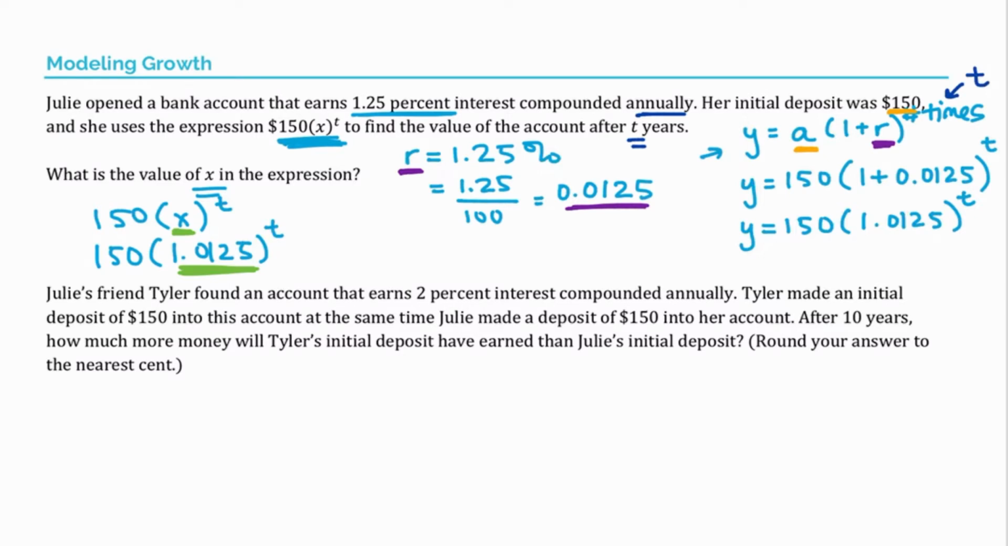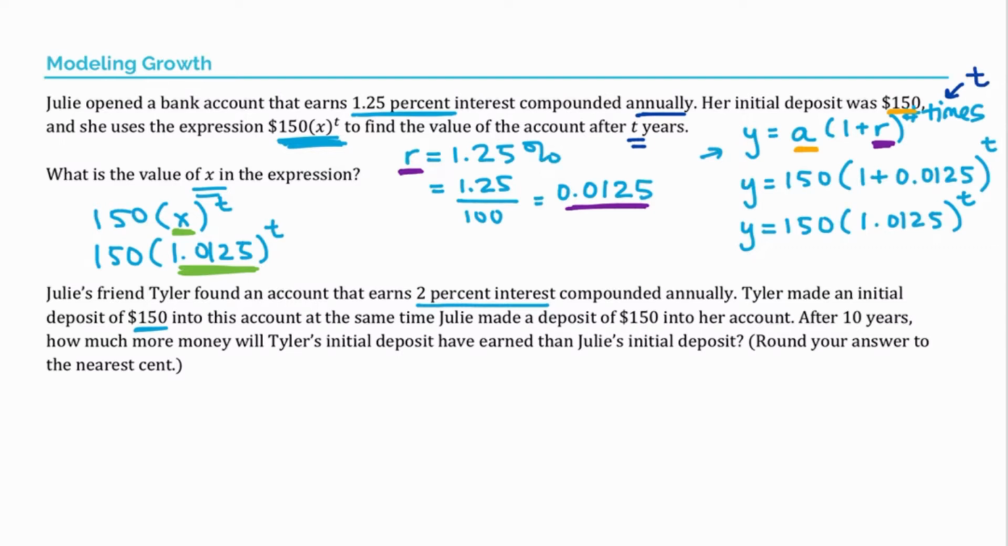Okay, next question is about Julie's friend Tyler, who found an account that earns 2% interest compounded annually. Okay, so it's that same annual term, it's just happening once per year, but Tyler found something with more interest, 2% instead of 1.25%. Tyler made an initial deposit of $150. Okay, so the same initial amount of $150. The same time Julie made a deposit of $150 into her account. Okay, so the two friends both deposit $150 at the same time.